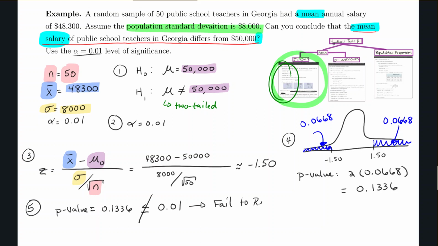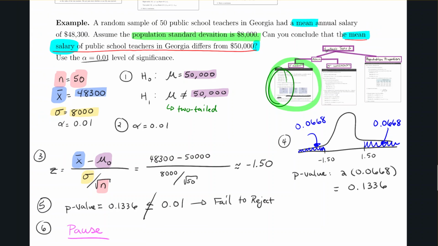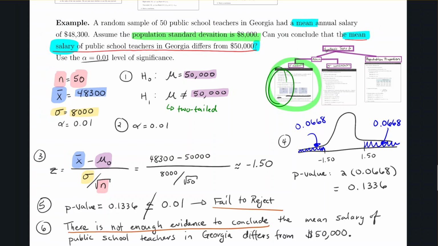And then all that remains at this point, the calculations are done. We've just got to write a proper conclusion. Take a moment to pause the video and write out your conclusion to this hypothesis test. So as it's a fail to reject, we have our basic fail to reject starting phrase. There is not enough evidence to conclude, and then we just follow up with whatever we are trying to determine in this problem. So our answer here is there's not enough evidence to conclude that the mean salary of public school teachers in Georgia differs from $50,000.